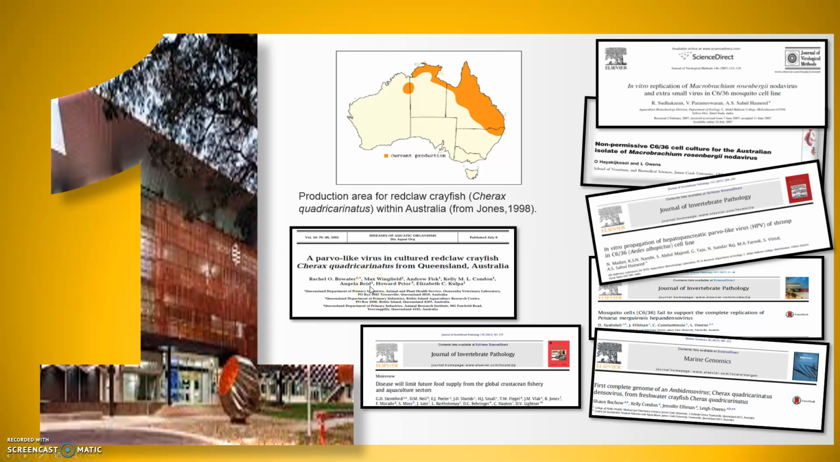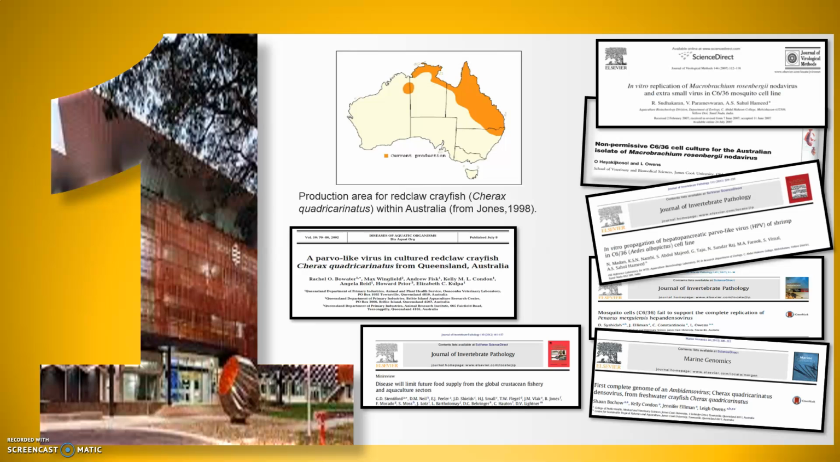A parvo-like virus was initially reported infecting red claw crayfish in Queensland, and it was described as Cherax quadricarinatus parvo-like virus. The virus was responsible for causing mass mortalities within a farm. 13 years later, Bochow et al. 2015 examined it and proposed a new species name of decapod ambidensovirus. Bochow et al. then named the virus Cherax quadricarinatus ambidensovirus, or CqADV.